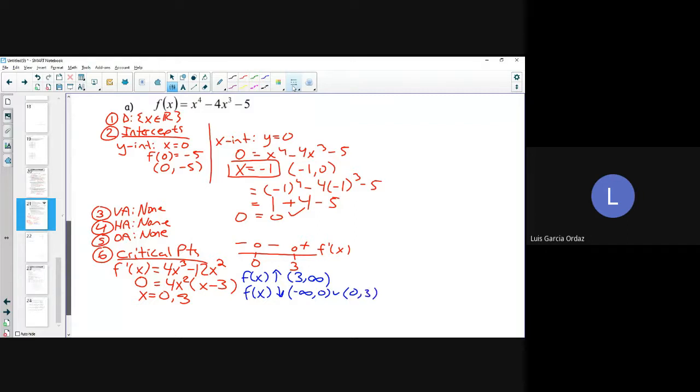So based off of this, do we have any maxes or mins in our graph? Look at the intervals of increase and decrease. Do we have a max or min? So 3 has a min. So we have a min at f of 3. So now I need to plug 3 into my original function, and I get a value of negative 32, which means that my min happens at (3, -32).